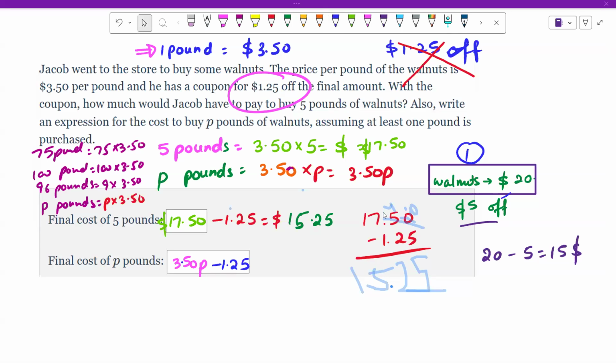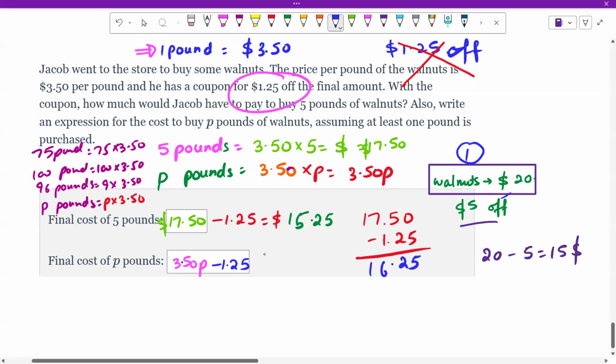Great. Because when I did 17 minus 1, when I regrouped from the 1 side, I did 6 minus 1, which is 5. So it is 16.25.